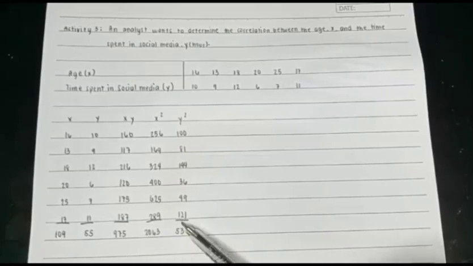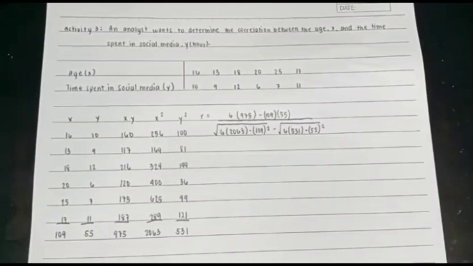So, pwede na tayo mag-proceed sa computation. First, all we have to do is to substitute itong mga summation or sum na to na nakuha natin kanina sa formula natin. So, ayan, na-substitute na natin. Malapit na natin makuha ang final answer. Para makuha natin ang final answer, isolve muna natin ito. Unahin na natin ang 6 times 975, and the answer is 5,850.